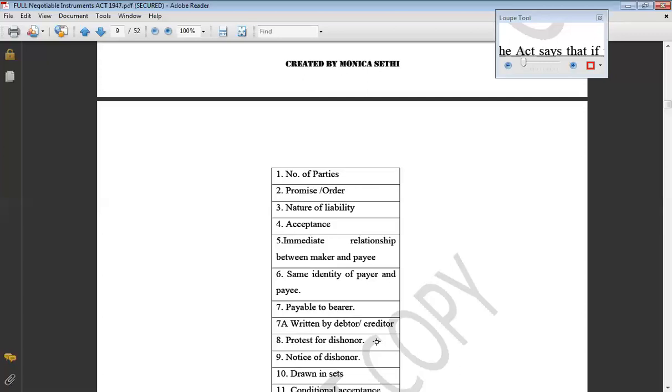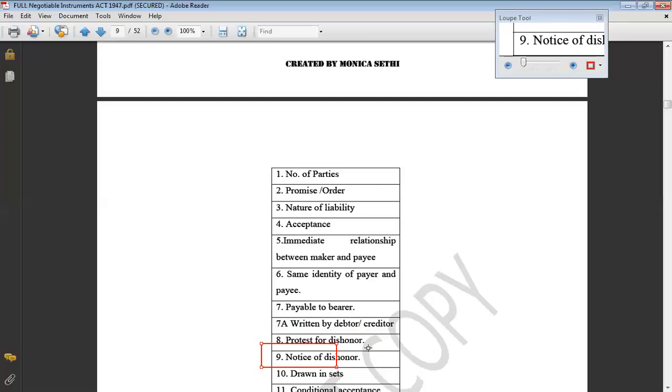Protest for dishonor. I just told you about the concept of protest, noting and protesting for dishonor. This noting and protesting is done only in case of bills of exchange, and it is not done in case of the promissory note. Notice of dishonor also is required only in case of the bill of exchange, because in case of the promissory note, the maker himself knows that he is the one who has not made this payment if he makes a default.